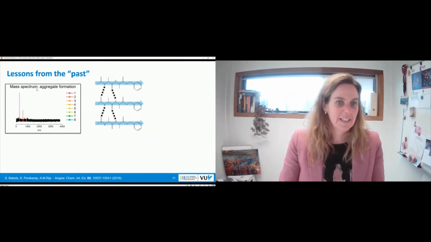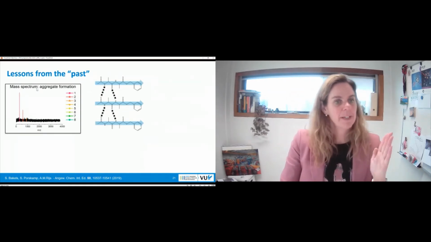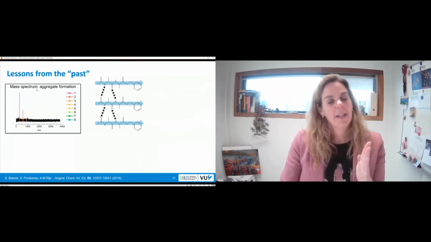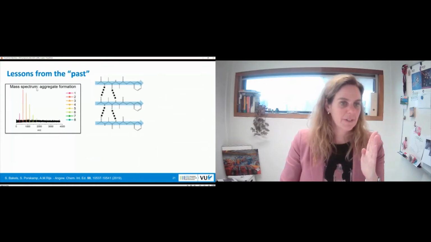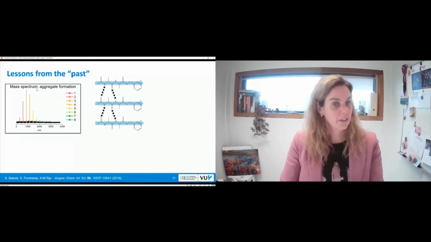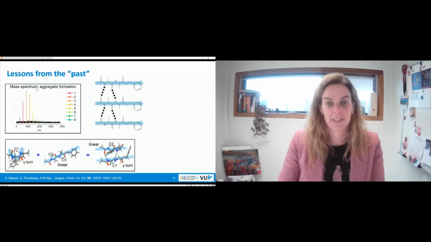First, we can see in the mass spectrum the monomer in pink, the dimer in red, and the trimer in orange. When we play with our conditions, we can make higher order clusters. So it's very nice, we can form the aggregates.